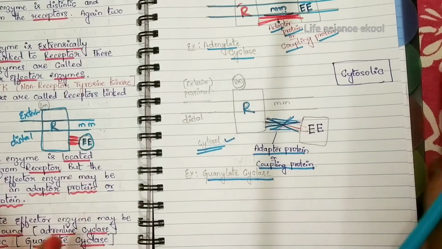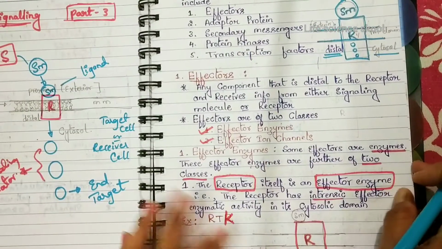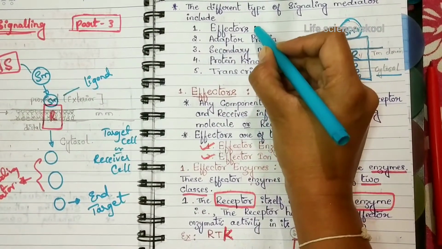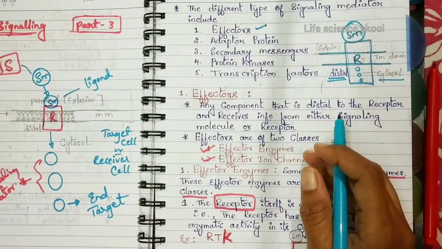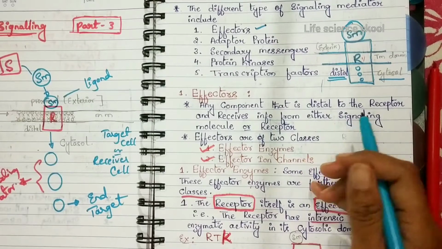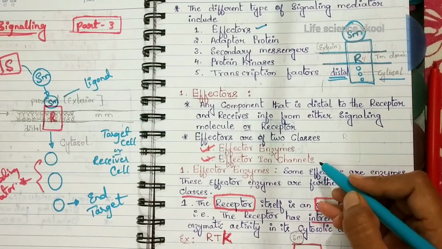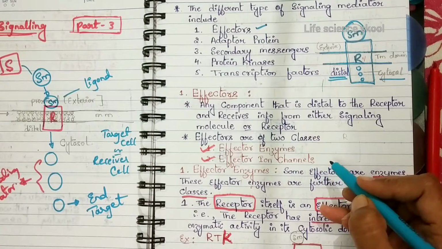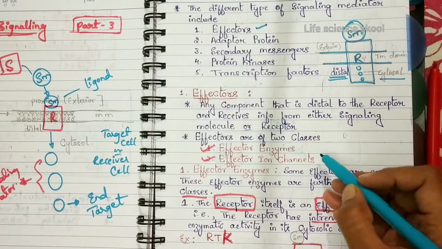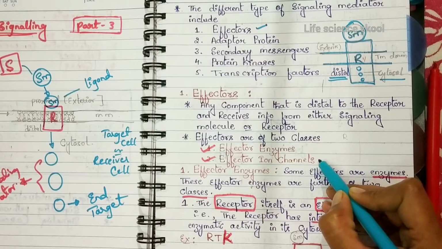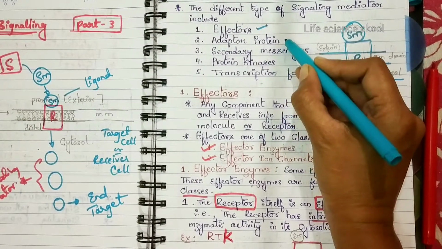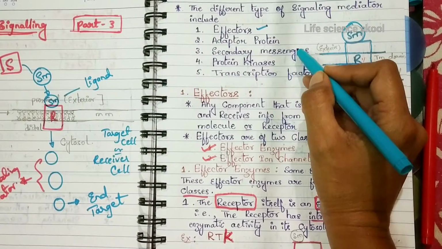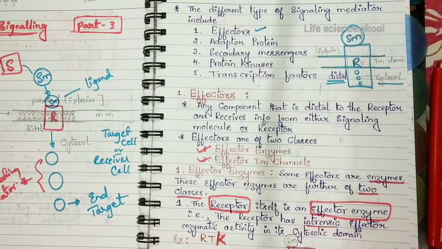Okay, that's about the signaling mediator, the first one, effectors. In the next video we will discuss the effectors only, but there is a second type, the effector ion channels, and then we will discuss adapter proteins and secondary messengers. Like that in the next video.